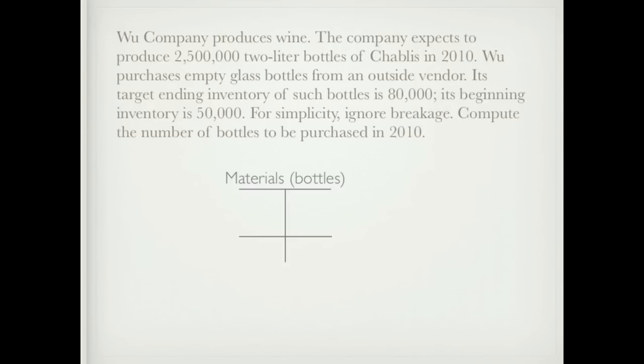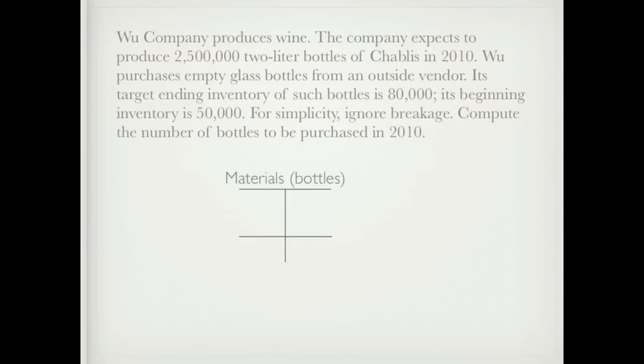The Routh Company produces wine. The company expects to produce 2.5 million 2-liter bottles of Chablis in 2010. Routh purchases empty glass bottles from an outside vendor. Its target ending inventory of such bottles is 80,000. Its beginning inventory is 50,000. For simplicity, ignore breakage. Compute the number of bottles to be purchased in 2010.